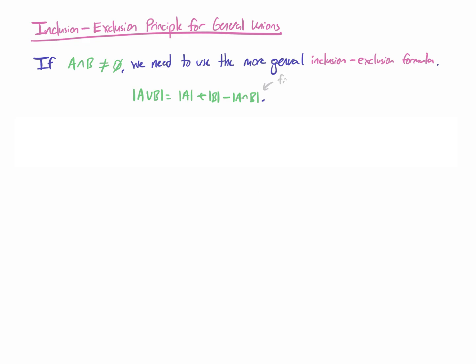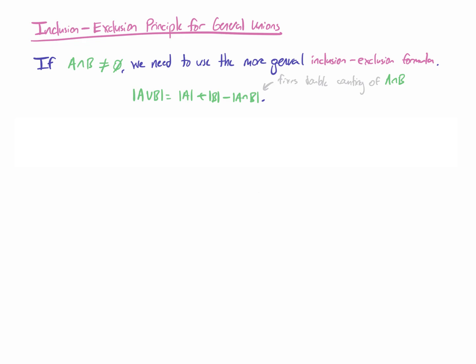So this fixes double counting of this intersection, A intersection B. The reason why I'm at risk of double counting is that there's one copy of A intersect B in A and another copy in B, and so I don't want to count it twice. So let's go ahead and just jump straight into an example of using this inclusion-exclusion principle.